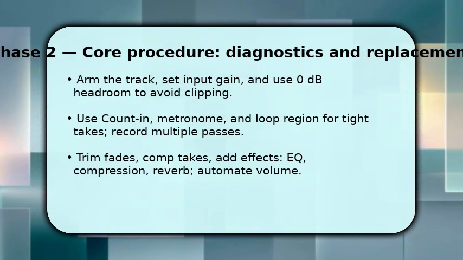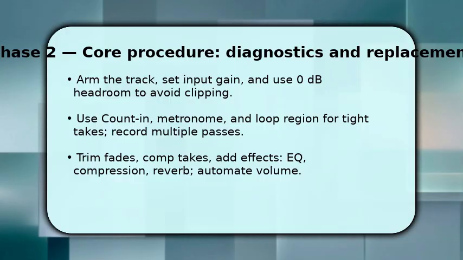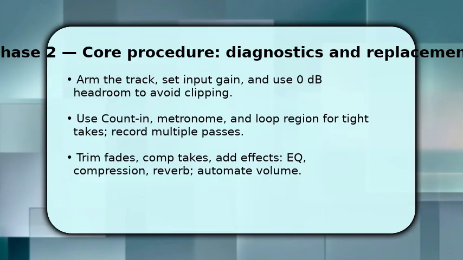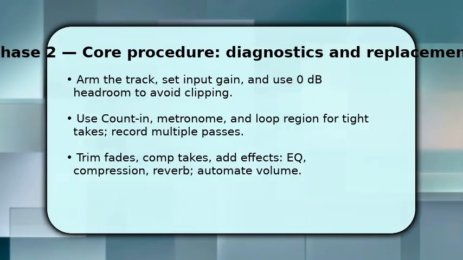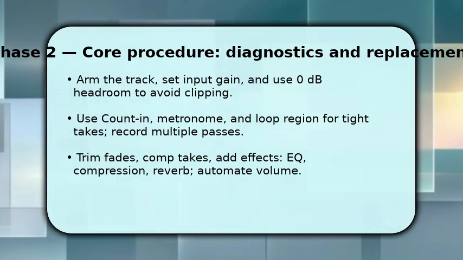Now you'll record and shape your sound. Arm the track, adjust input gain so peaks sit below 0 dB, and enable count-in and metronome for timing. Once done, record multiple passes and use the loop region to focus on sections. Comp takes to assemble the best performance.